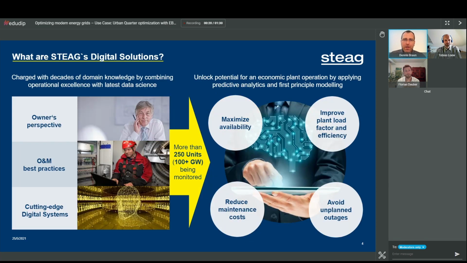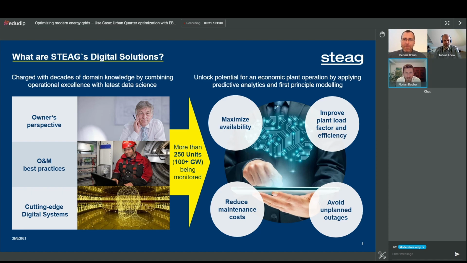So what are our digital solutions? It's always the owner's perspective, or operation and maintenance best practices, and cutting-edge digital systems. More than 250 units use it. I'm saying that because since it's so many projects, we can go the extra mile to make it easier. That's also what Tobias will share with us today. There was one project, one Florian had one question, but still we would do it as a solution that is long-lasting and also flexible for other things, since we have so many projects where it makes sense.